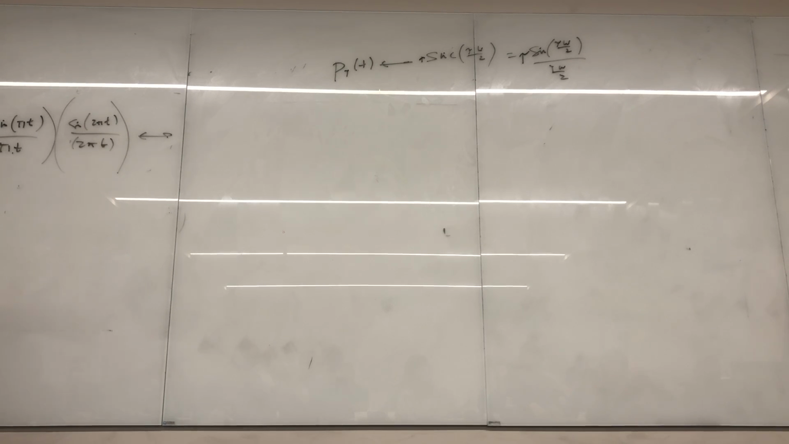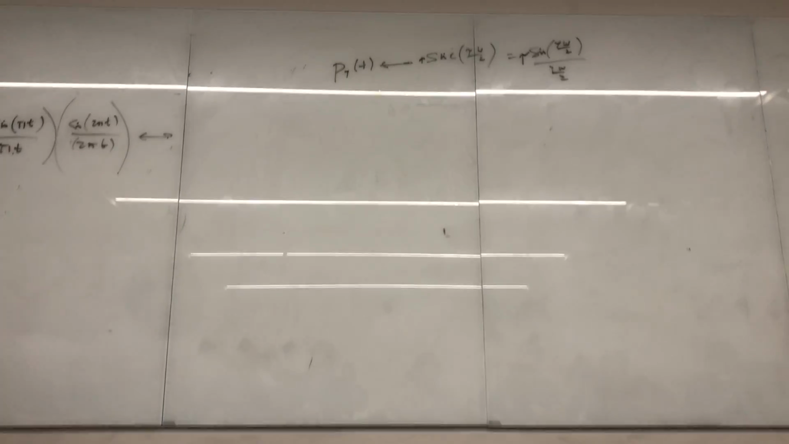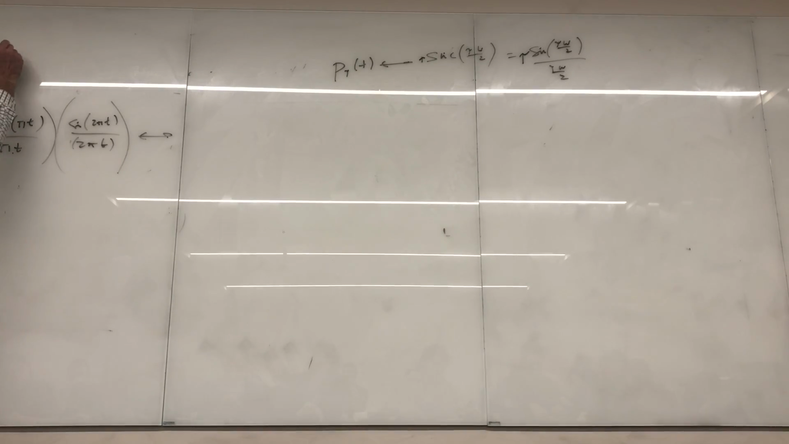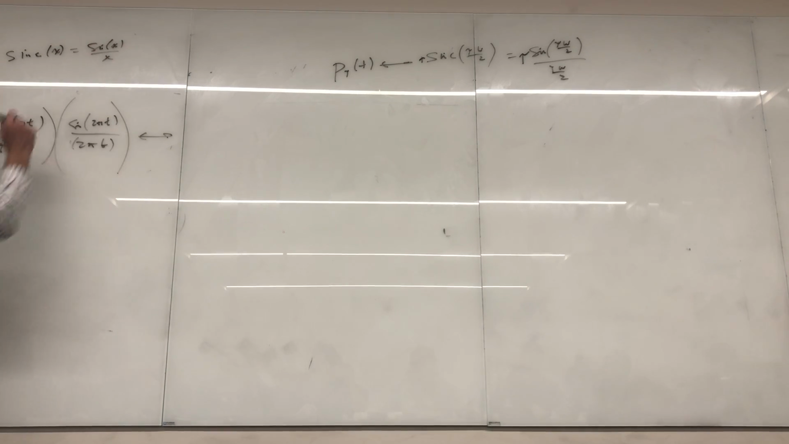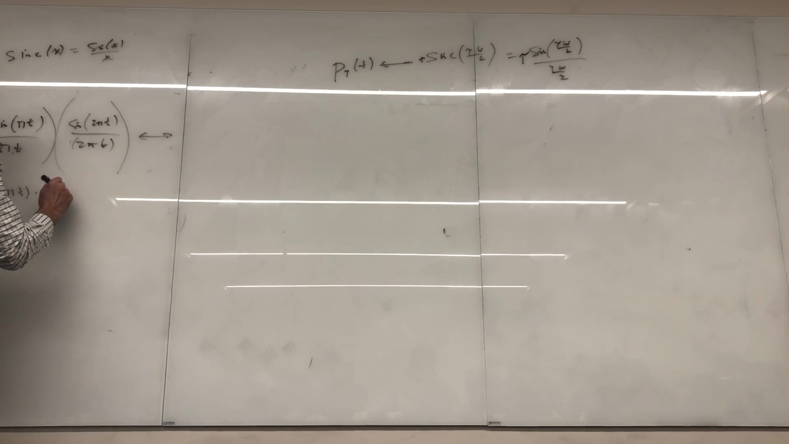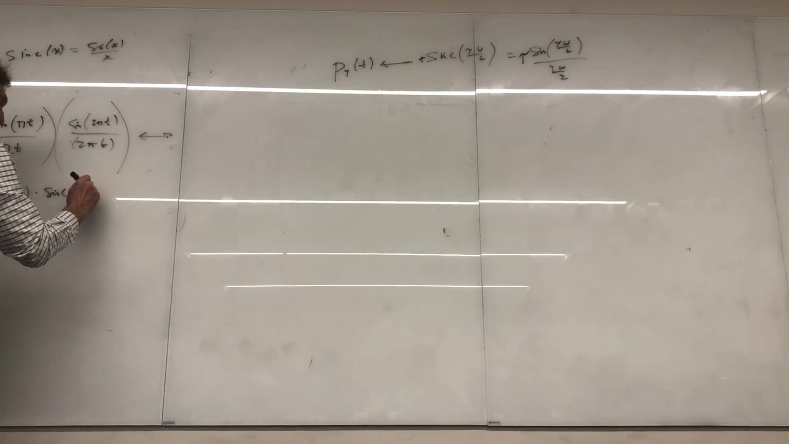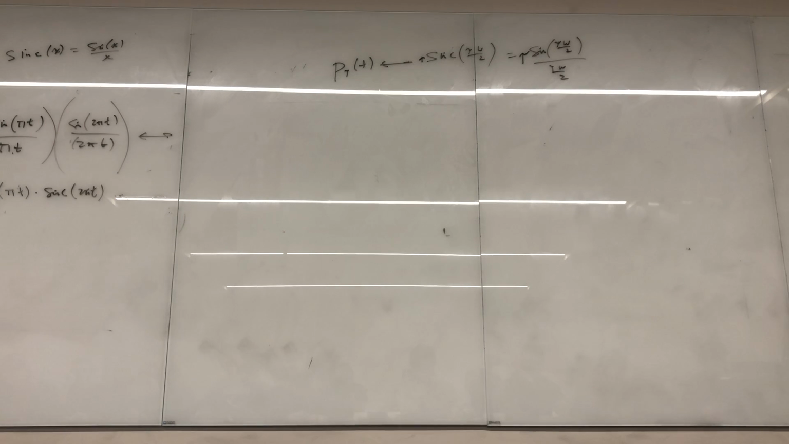Of pi t, and that looks like a sinc function of 2 pi t. Well, just for the arguments, because the definition of a sinc function of x is equal to sine of x over x. So here, this is a sinc function of pi t times another sinc function of 2 pi t.